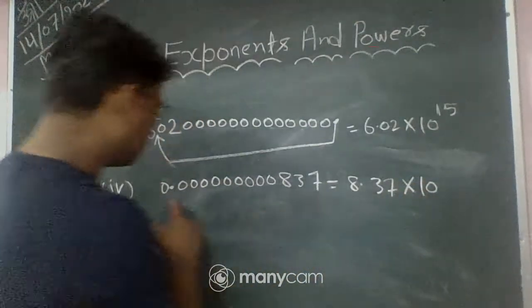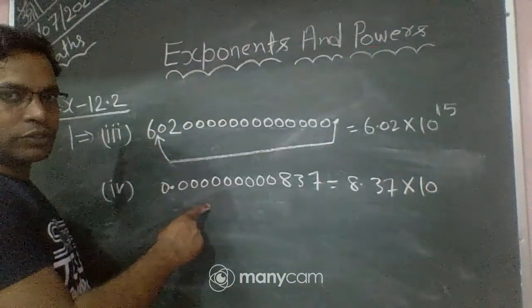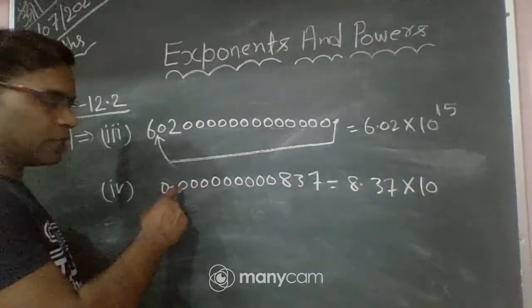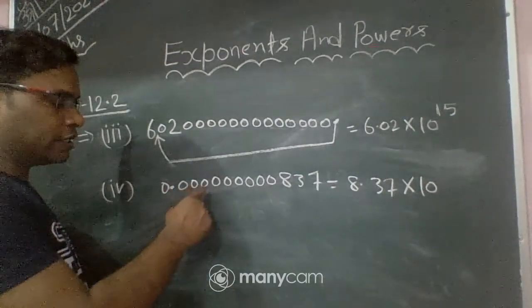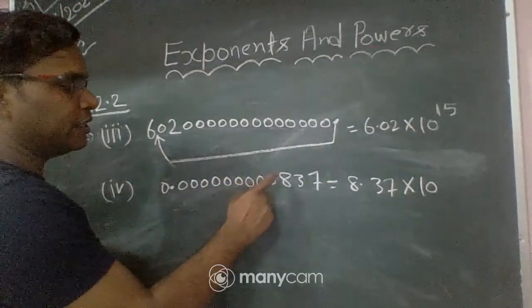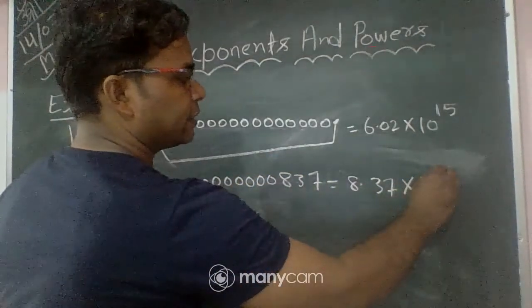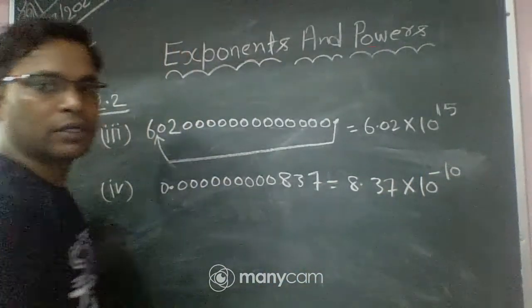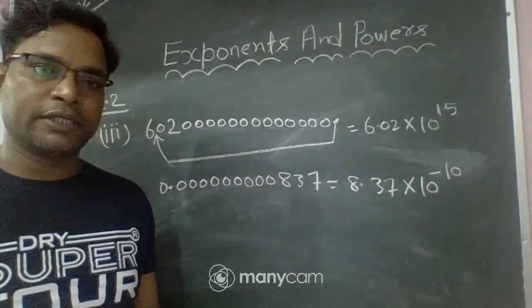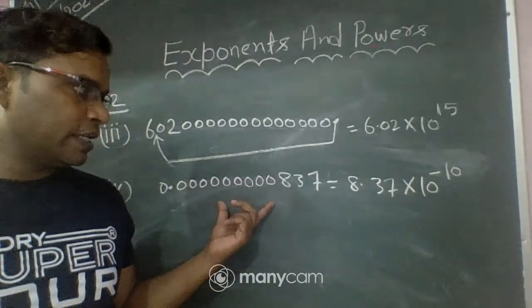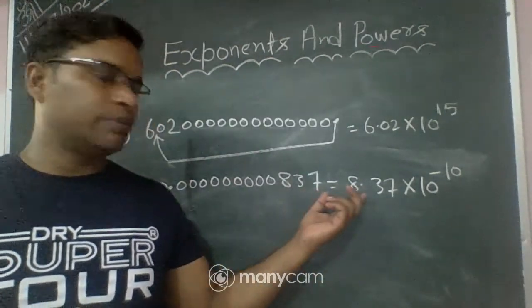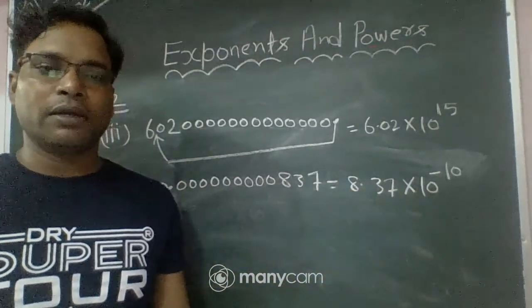Why? Because the decimal moved to the right side, so 10 to the power is minus. How many places did we move the decimal point? 1 2 3 4 5 6 7 8 9 10. So you can write 10 power minus 10. Clear? In this way, we write the given number in standard form. The standard form of this number is 8.37 into 10 power minus 10.